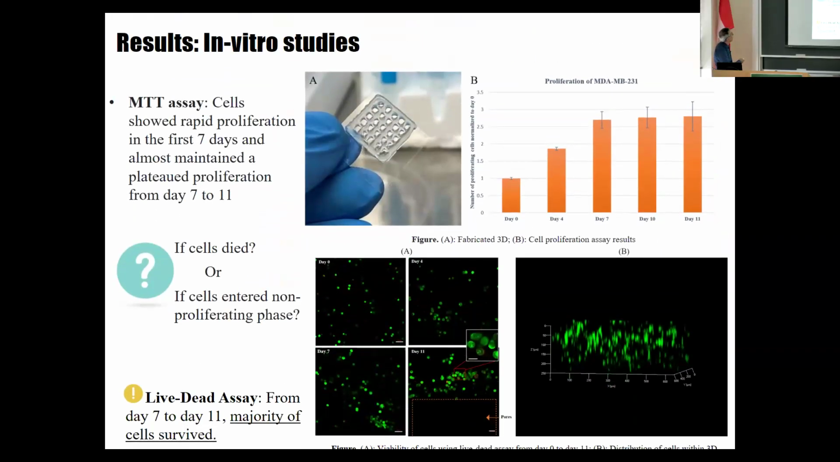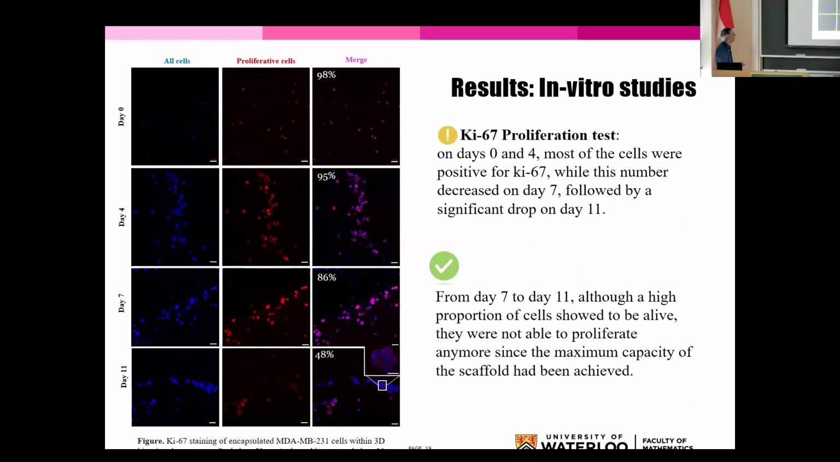We used the MTT assay, which shows us rapid proliferation in the first 7 days, as you can see here, and then a slow down from 7 to 11 days. The question was whether cells died after that, or they just don't proliferate. To answer that question, we looked at another biomarker called Ki67, which shows whether cells are in an active phase or in a quiescent phase. It showed us that from 7 to 11 days, probably due to the lack of space or nutrition, they go to this inactive phase, like the G0 phase. So cells are alive, but they just don't proliferate.